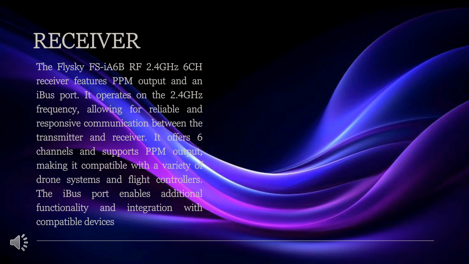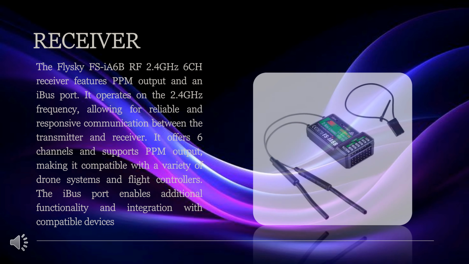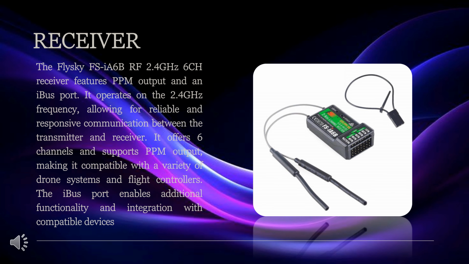Receiver: the FlySky FS-iA6B 2.4 GHz 6-channel receiver features PPM output and an i-bus port. It operates on the 2.4 GHz frequency, allowing for reliable and responsive communication between the transmitter and receiver. It offers 6 channels and supports PPM output, making it compatible with a variety of drone systems and flight controllers. The i-bus port enables additional functionality and integration with compatible devices.